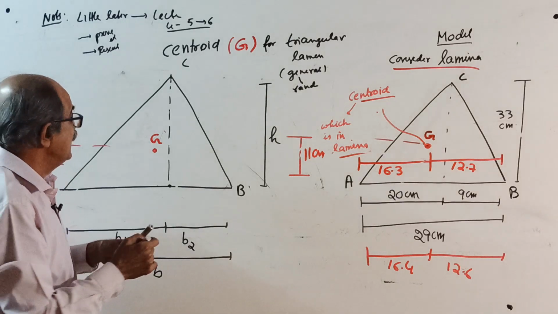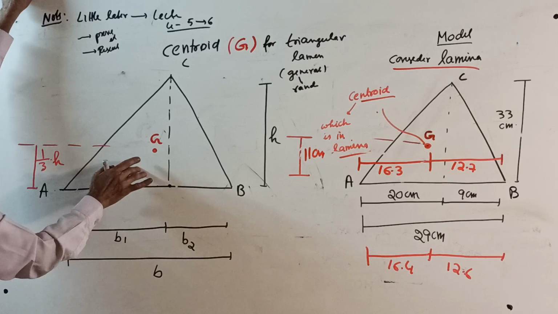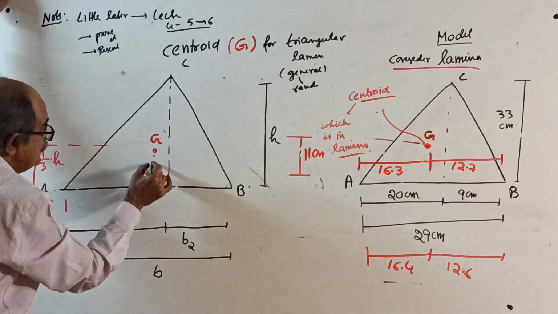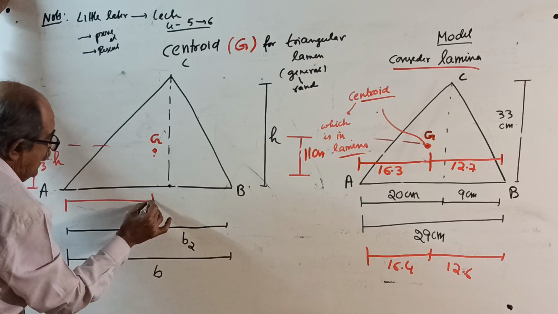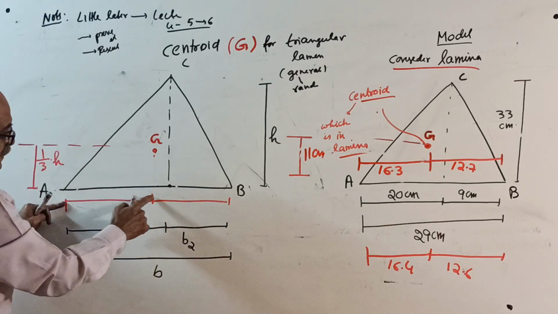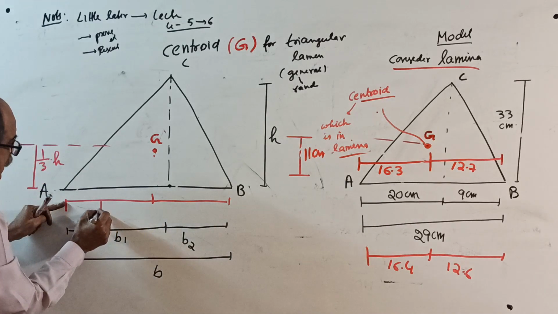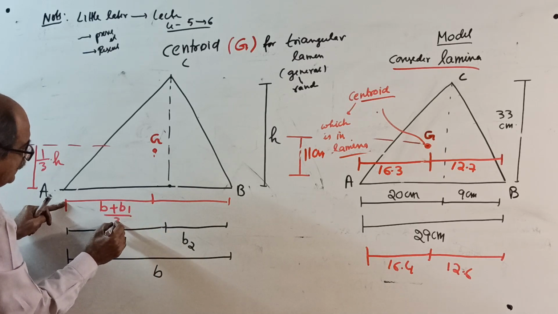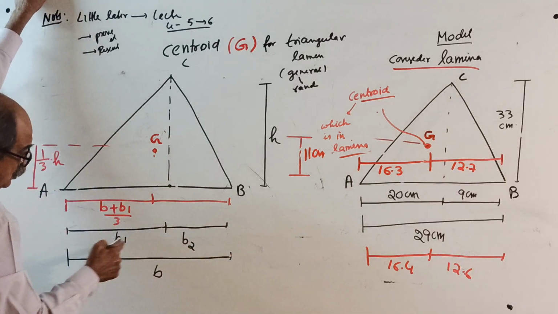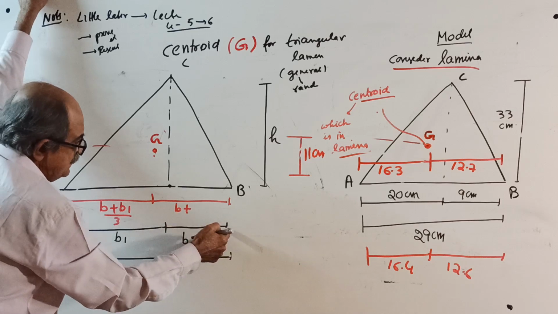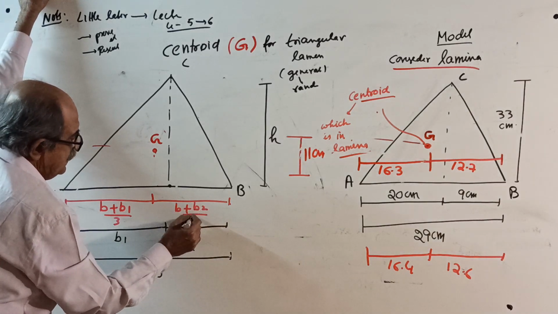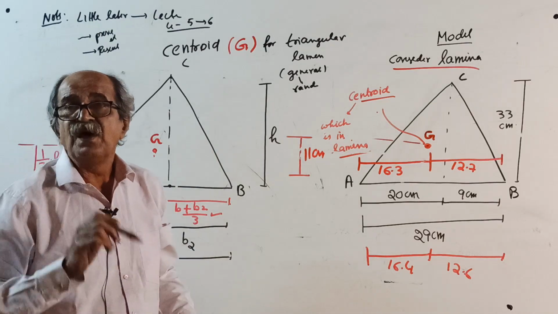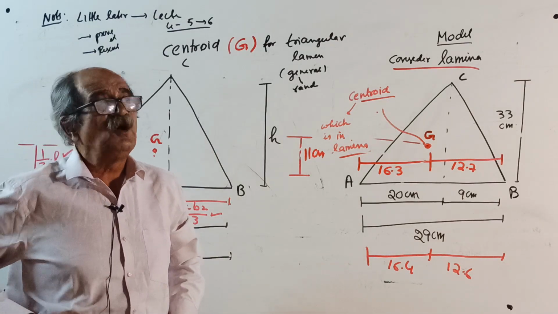We will prove it, and then I will tell, see here in this case, the vertical distance. Whereas if you mark the centroid along the base, this distance and this distance are given by: this distance is the full base B plus this cut length B1, divided by 3. And from here the distance is the full base B plus this cut length B2, divided by 3. This one and this one we will prove in the class. It is mathematically proved. It is not a formula. It is not a thumb rule.